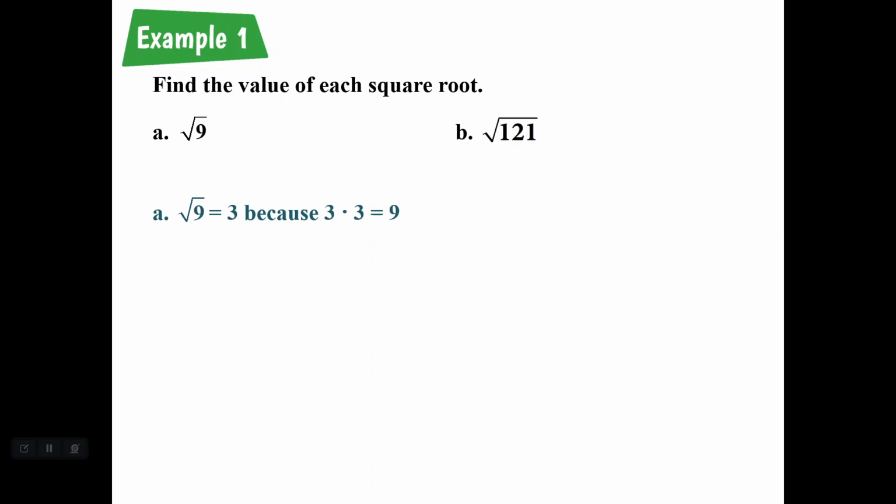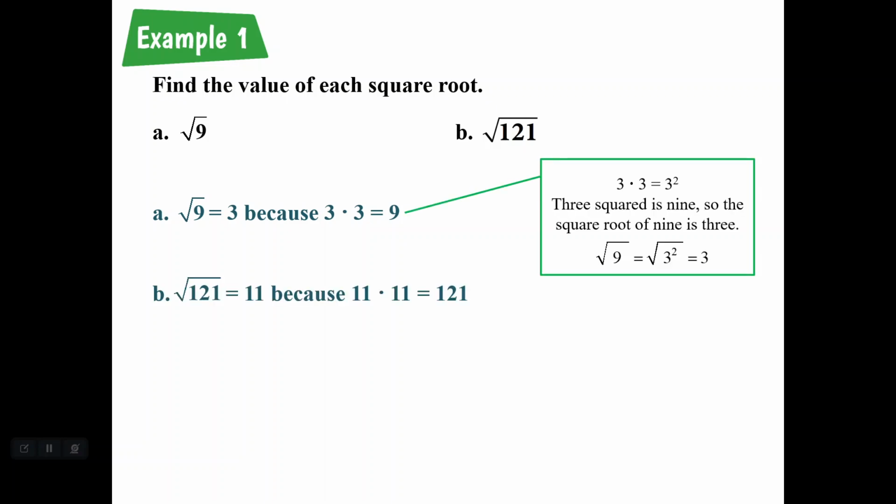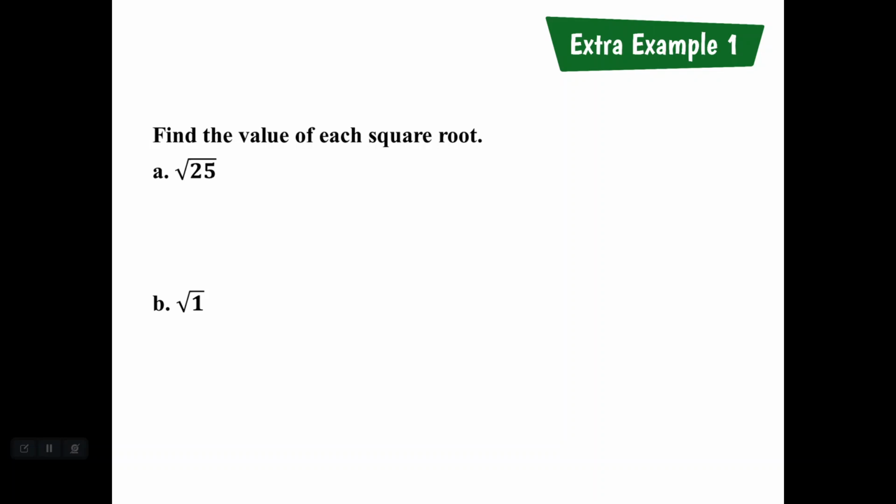In letter B, the square root of 121 is 11, and that's because 11 times 11 is 121. So go ahead and pause the video here as you find the value of each square root in extra example 1. For letter A, the square root of 25 is 5, and for letter B, the square root of 1 is 1.